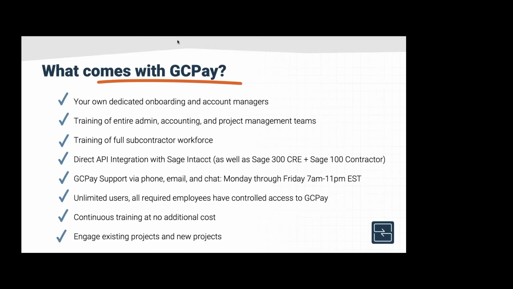Hey, here's GCPay's direct phone number. Hey, here's our chat. Hey, here's our email. Please call us. Our average answer time on the phone is about 4 or 5 seconds, and usually we're able to get things resolved within 3 minutes. So your subs learn very early on that they can rely on GCPay support and they are never calling your team again.